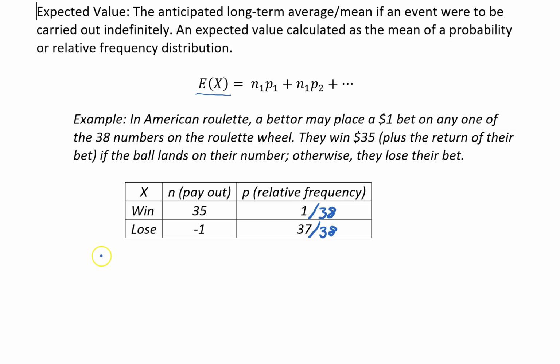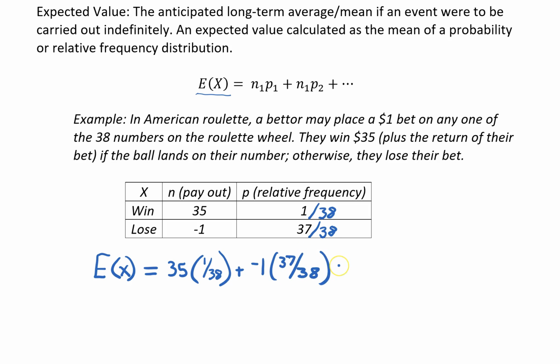So to find out what the expected value is, or the mean, you would take each payout and multiply it with the relative frequency or probability. The expected value for this roulette problem is -0.0526, which I will round to 2 decimal places and report as a loss of 5 cents.